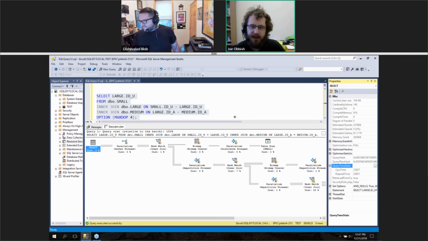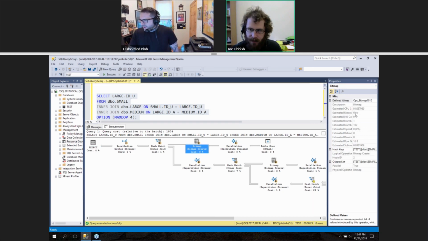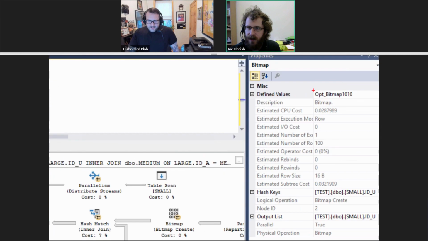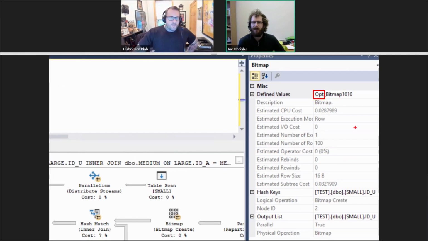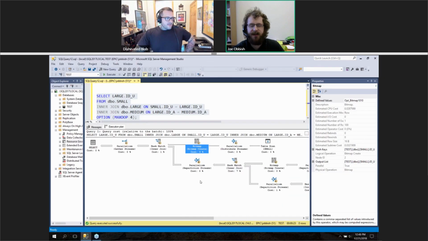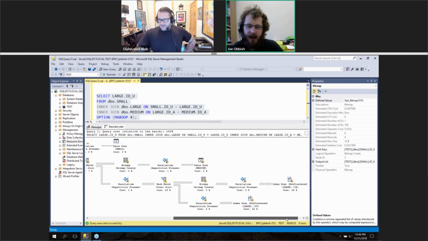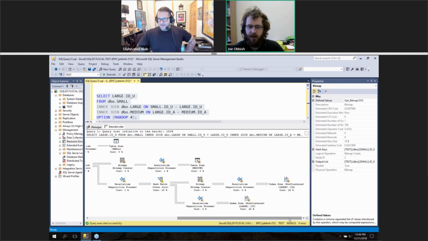Now, 2 of these bitmaps are optimized bitmaps. You can see that with the OPT here. All an optimized bitmap is, is a bitmap that's created during query optimization, and it can influence query optimization. Whereas there are other bitmaps which are like post-compile bitmaps or something, where they get added in right at the end, at the last second. They don't really change the plan. It's just a way to reduce the cost a little bit.